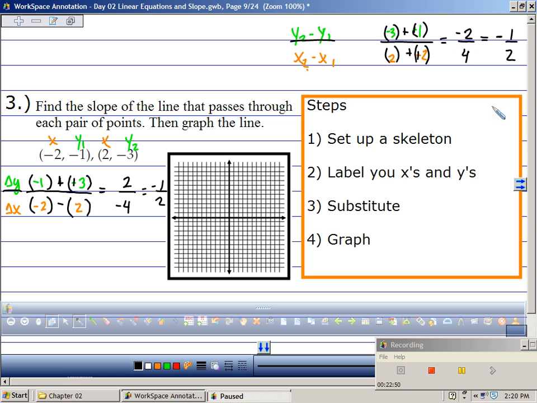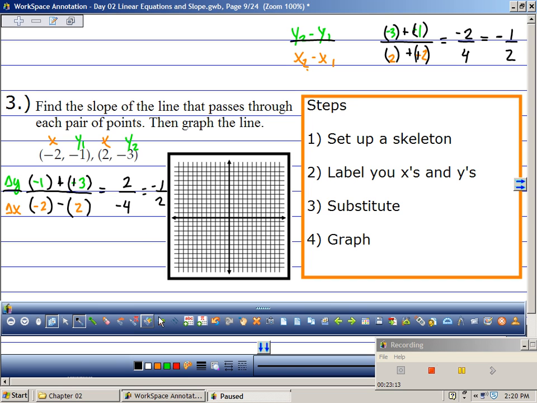The same slope, right? So as long as you just put them in the order you see them: -2 and 2, -2, 2. -1 and 3, -1 and 3. As long as you keep, if you start with this one, you've got to start with that one. Okay? Doesn't matter. It's the same thing. All right, so I have a slope.